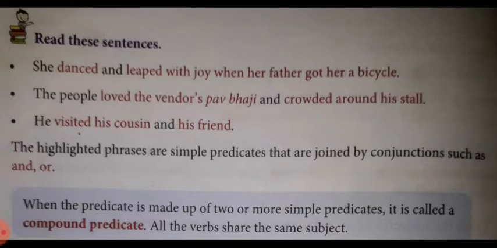He visited his cousin and his friend. Who visited his cousin and his friend? He is the subject. Visited his cousin and his friend is your compound predicate. So the highlighted phrases are simple predicates that are joined by a conjunction such as and or or.